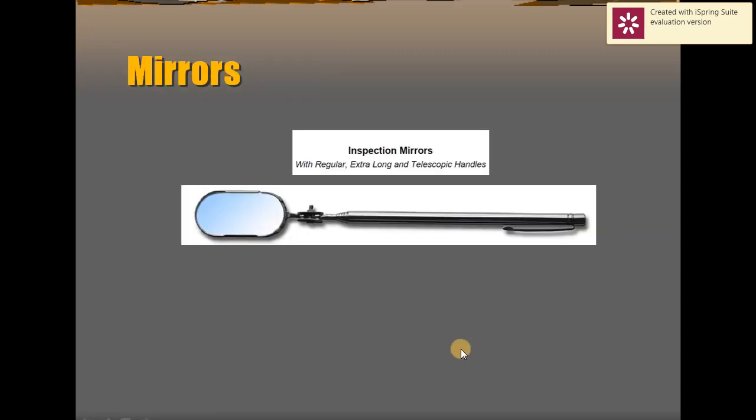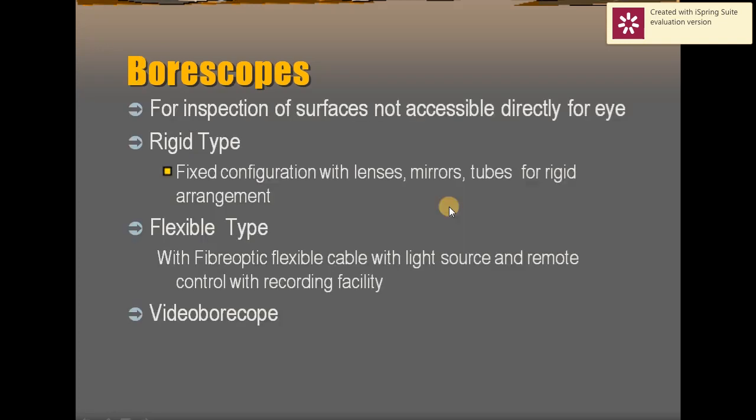This is the mirror and magnifying lens. It helps to zoom in on the surface of the component, making it easy to find and predict defects. Next is the borescope. The borescope is one of the accessories. It helps to inspect the surface or the internal portion of the components.